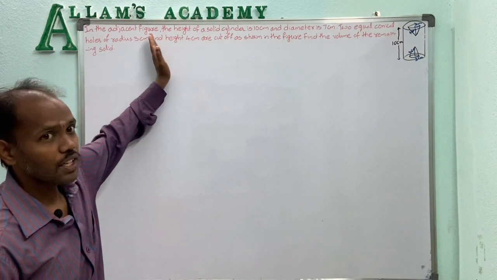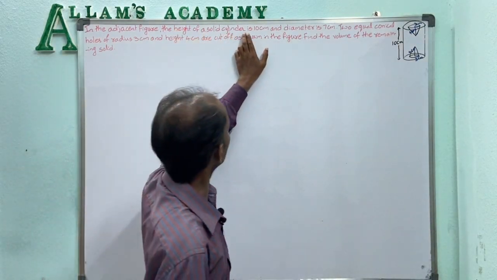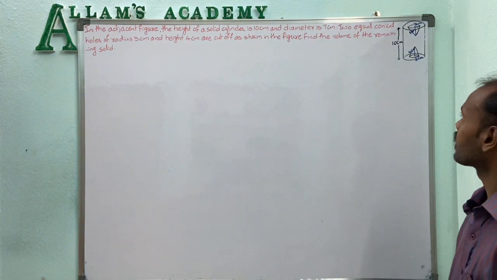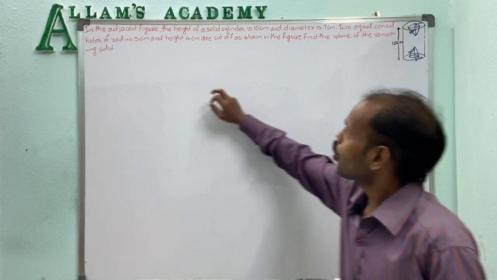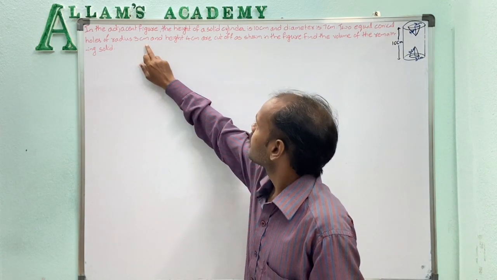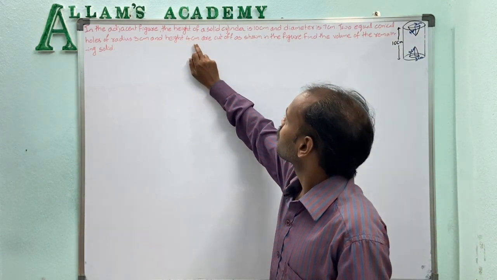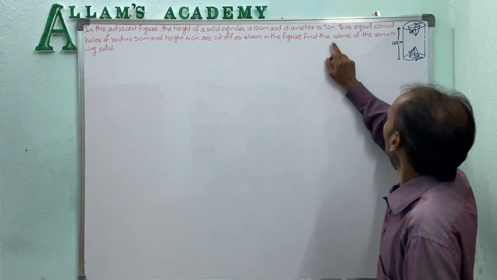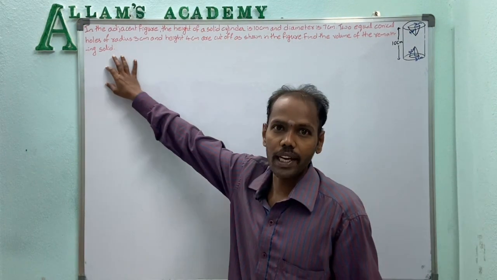In the adjacent figure, the height of a solid cylinder is 10 centimeters and diameter is 7 centimeters. Two equal conical holes of radius 3 and height 4 centimeters are cut off as shown in the figure. Find the volume of the remaining solid.